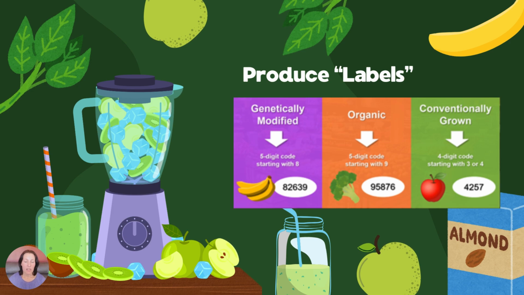And lastly, genetically modified. This is newer. This is purple on the label. It's a 5-digit code that starts with the number 8. Genetically modified, for those that aren't aware, also called GMO. These are made by implanting DNA from one type of plant into another to change the characteristics.